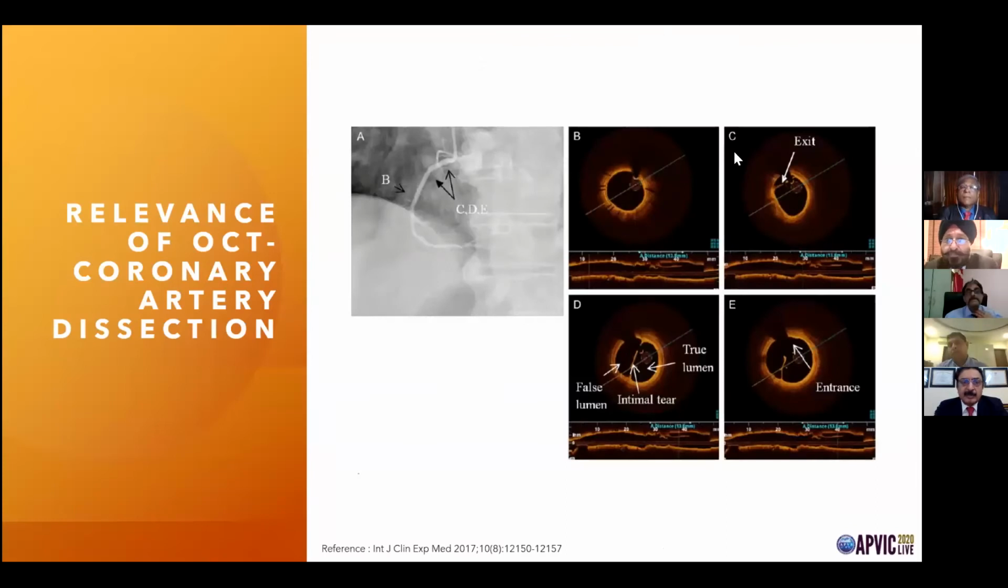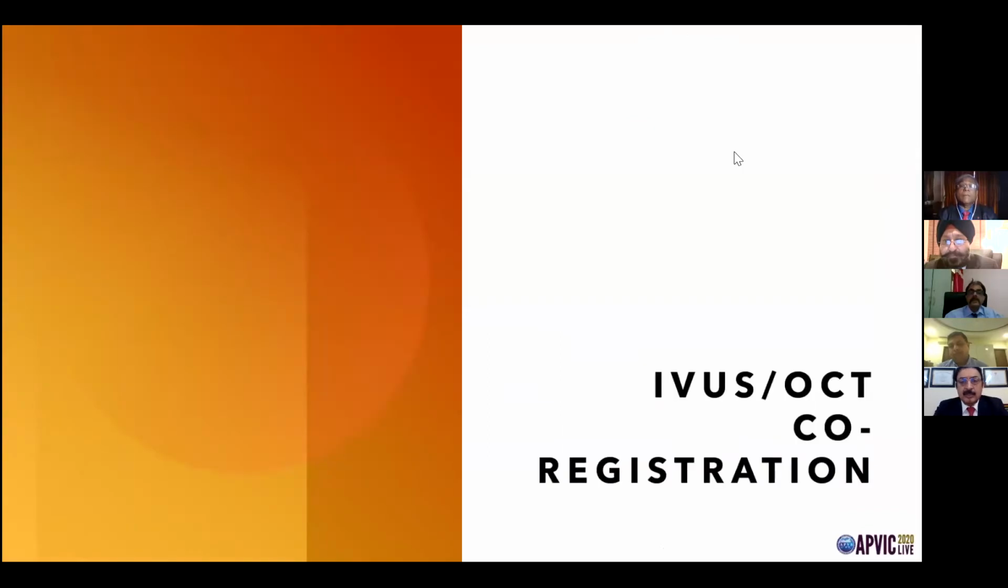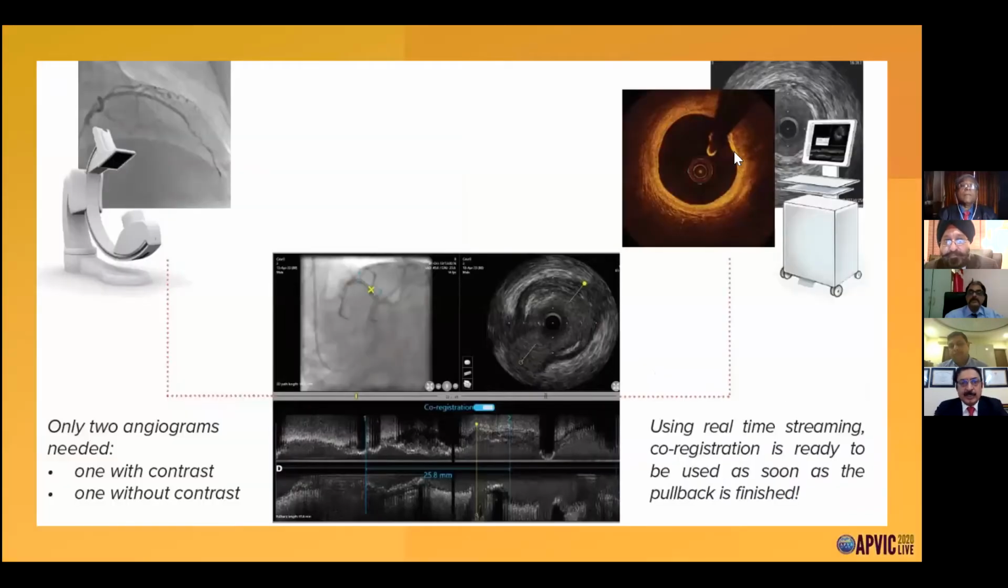And similarly, you can see this is a patient with dissection of coronary arteries. You can see it very well on the OCT, but not so well on the conventional angiogram. And if you can integrate the two, you actually can have a wonderful imaging system. And if you can do it in real time by streaming in these two inputs and co-registering them with the angiography, it will make all the difference.